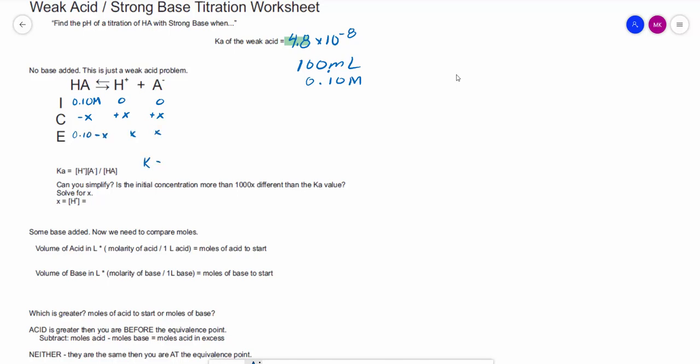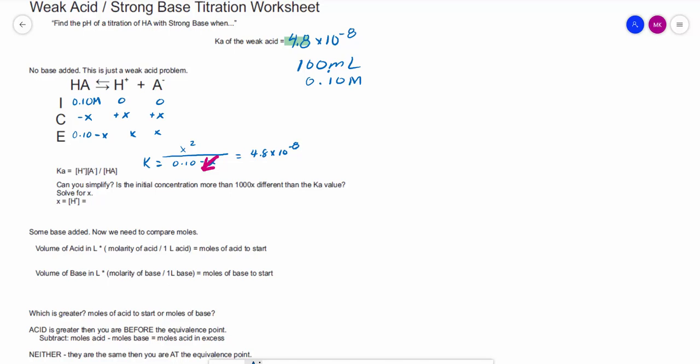So I put in those items, the equilibrium items, for my Ka expression. So I have x squared on the numerator and 0.10 minus x for the denominator, and that equals 4.8 times 10 to the negative 8. Now notice how our initial concentration is more than 10,000 times different than our K value. That means we can simplify, because that means that x value is going to be relatively small in comparison.